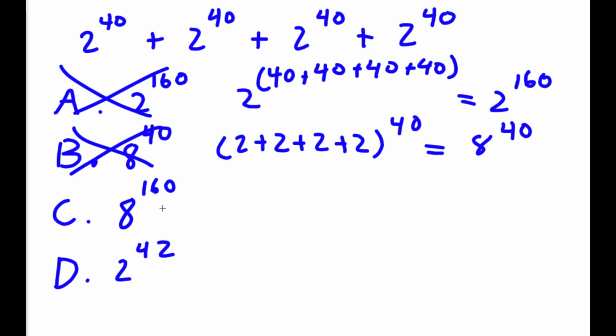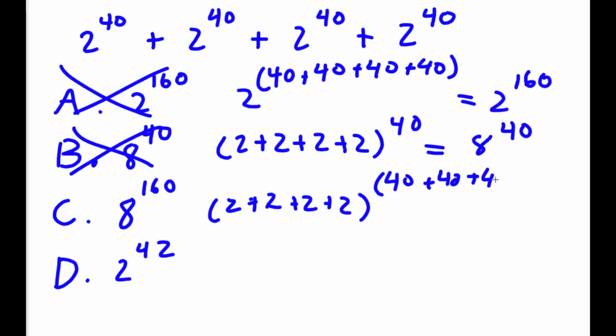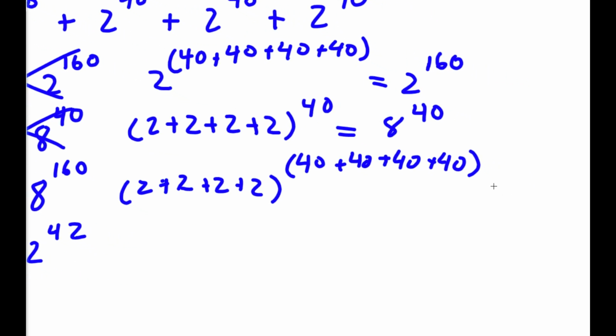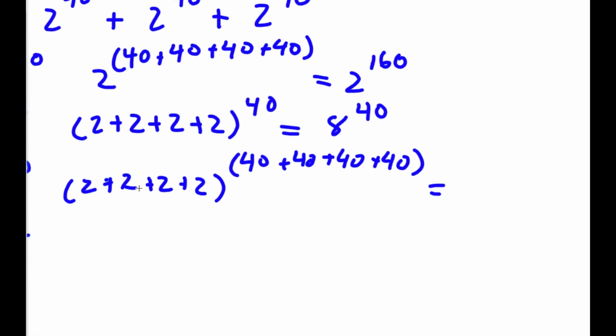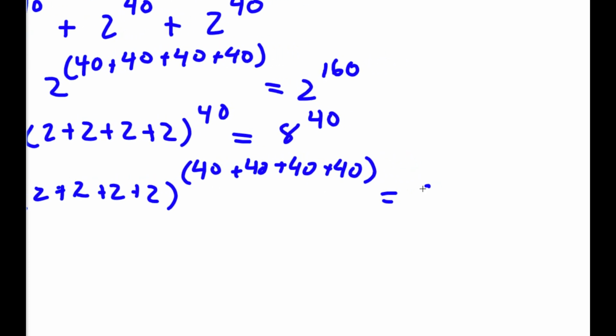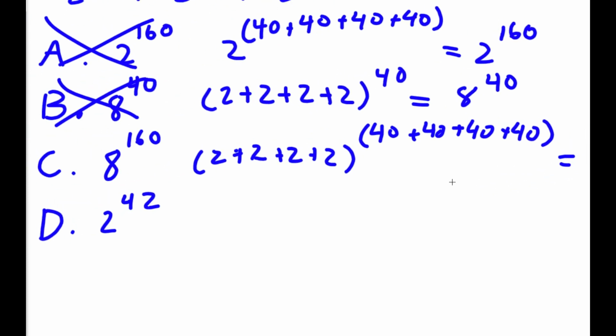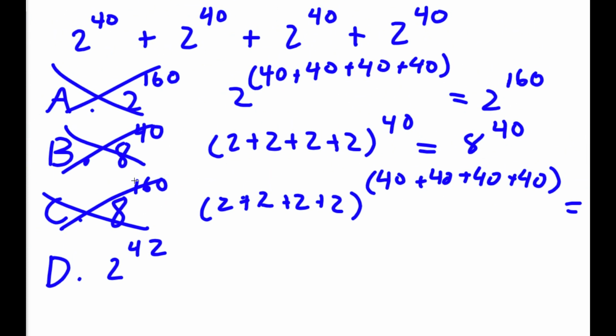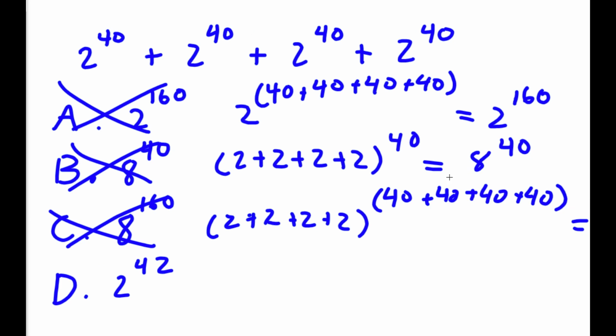So now we have option C, which they added both. They simply added all the bases, so they did 2 plus 2 plus 2 plus 2, and then they added all the exponents. So they did 40 plus 40 plus 40 plus 40. And this is equal to 2 plus 2 is 4, 4 plus 2 is 6, 6 plus 2 is 8, so I have 8 to the power of 40 plus 40 is 80, 80 plus 40 is 120, and 120 plus 40 is 160. So 8 to the power of 160. And this method is actually wrong as well, because you can't add exponents like that.